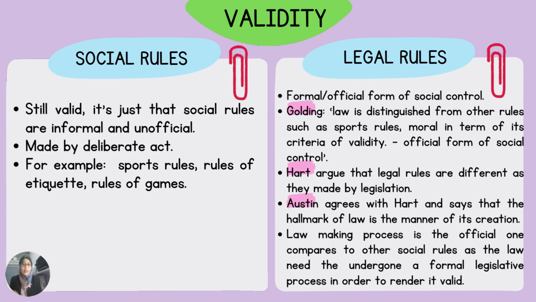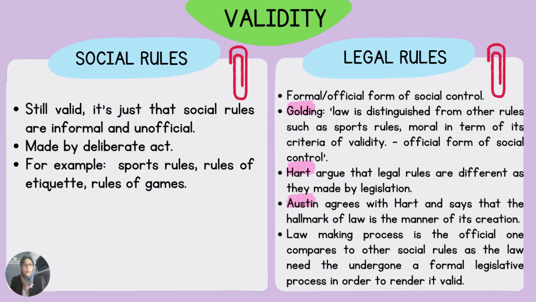While the legal rules are a formal or official form of social control, whereby under legal rules, the validity of the law is determined by way of the lawmaking process. They need to follow a certain procedure in order to determine whether the law or legal rule is valid or not.